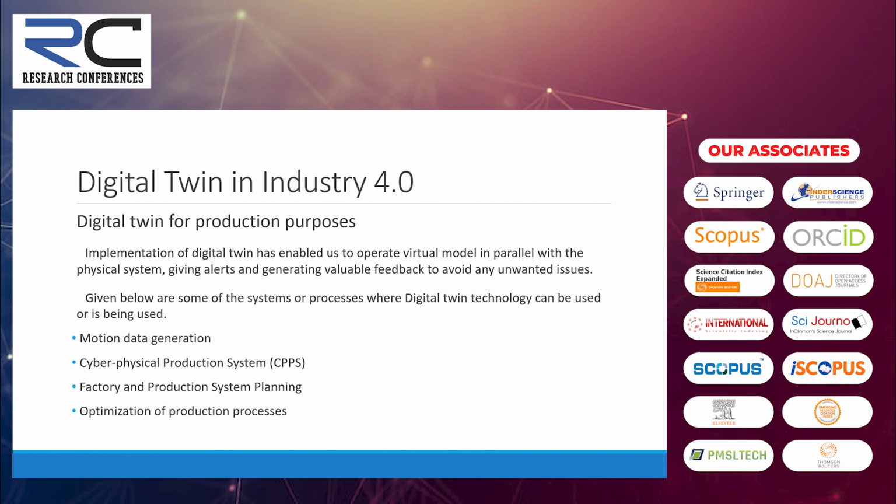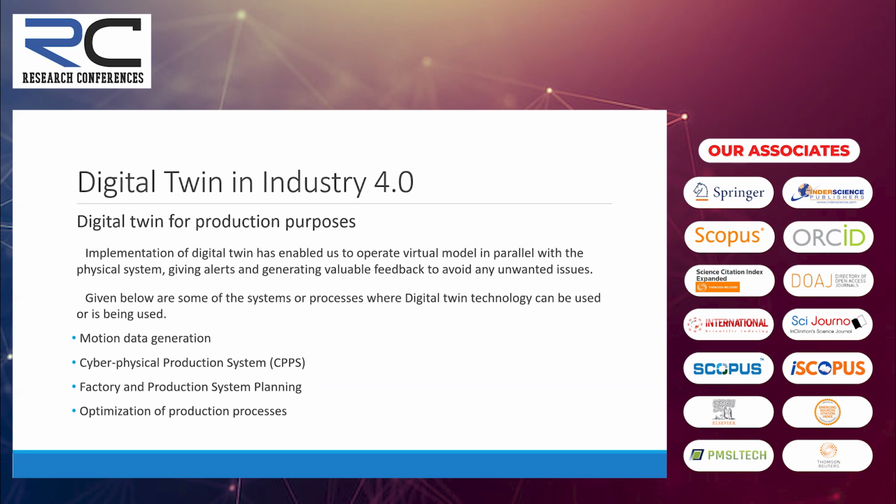For production purposes, the digital twin can be used here for motion data generation and production. It's for the purpose of tracking the products in real time. Previously, for motion data, the technology which was used was radio frequency identification, but this technology is too costly to use. Using digital twin, we don't need such technology. We can know the real time location and the status and position of the physical product.